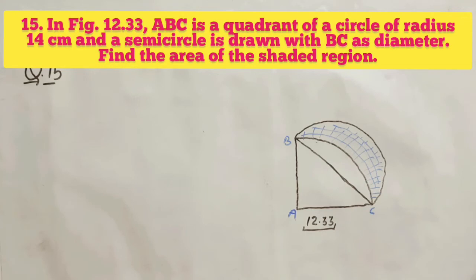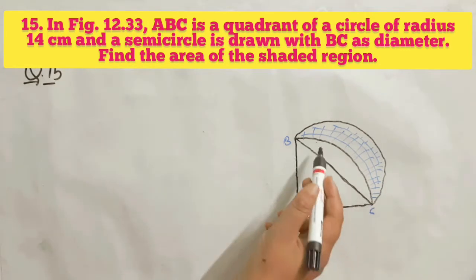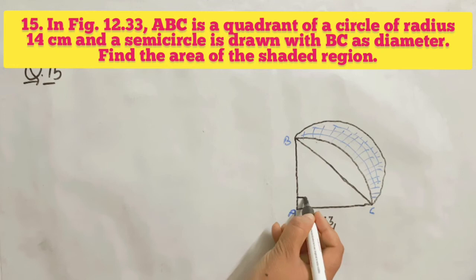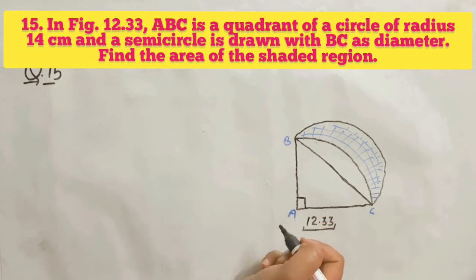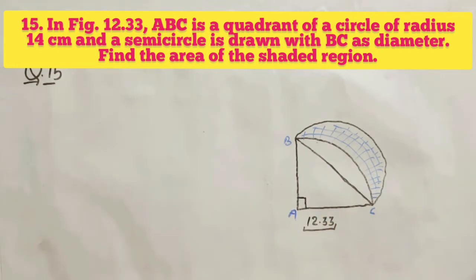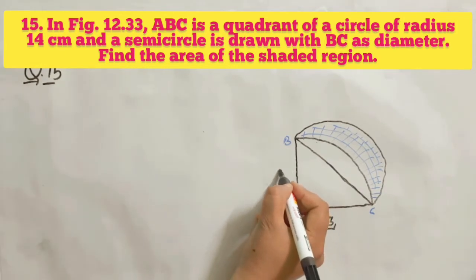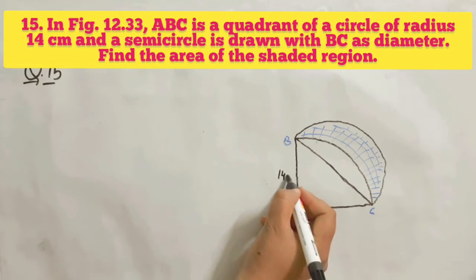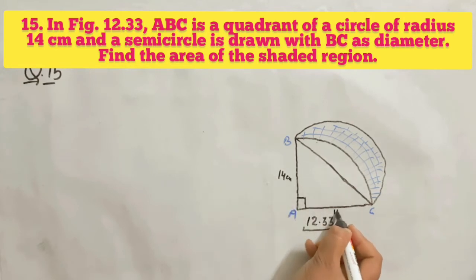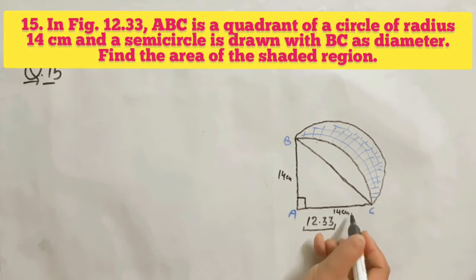In figure 12.33, ABC is the quadrant of a circle. Means this ABC is the quadrant of a circle. This angle is given equal to 90 degrees. Then the second thing given is its radius is 14 centimeter, means AB as well as AC both are given equal to 14 centimeter.